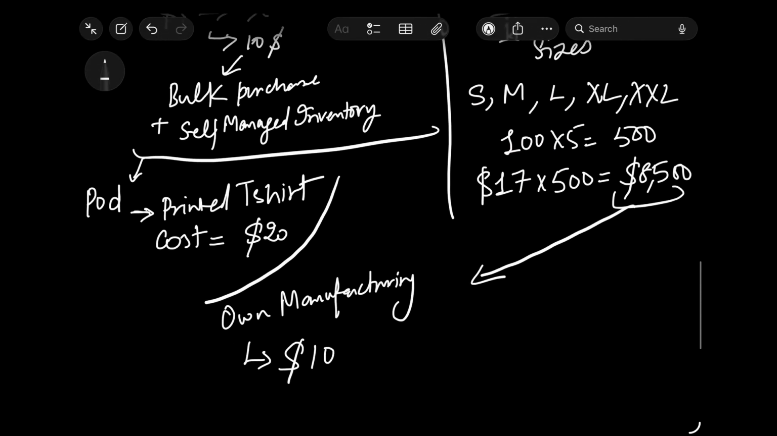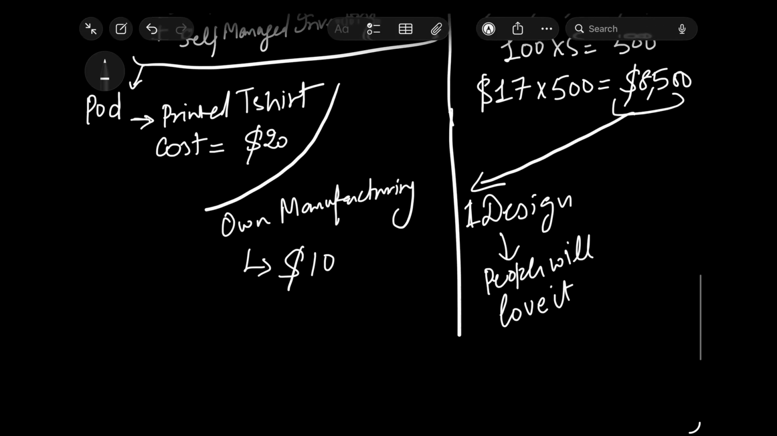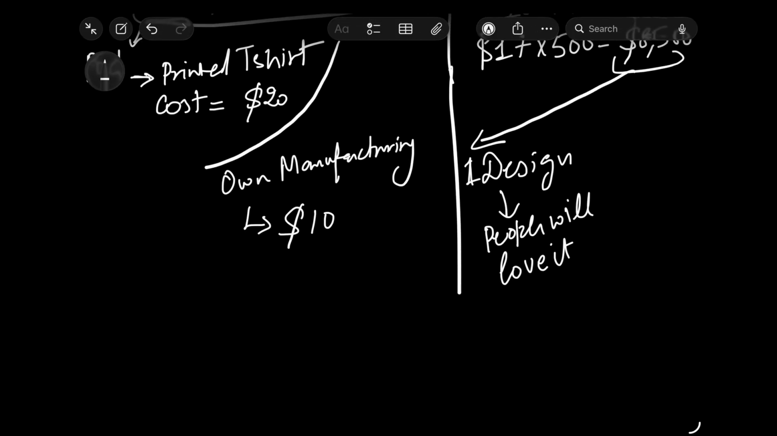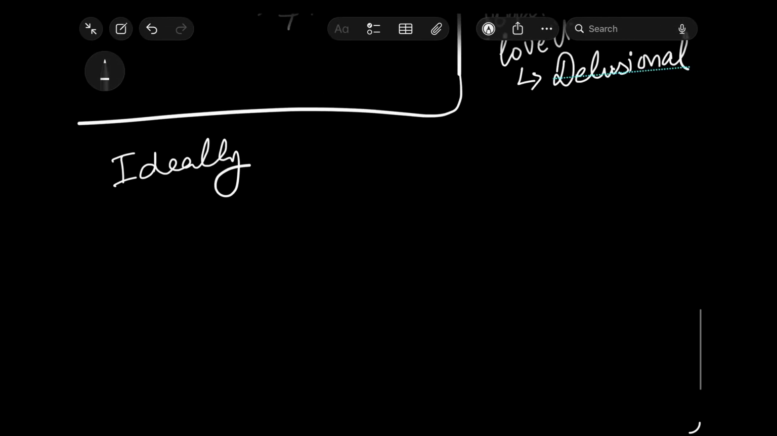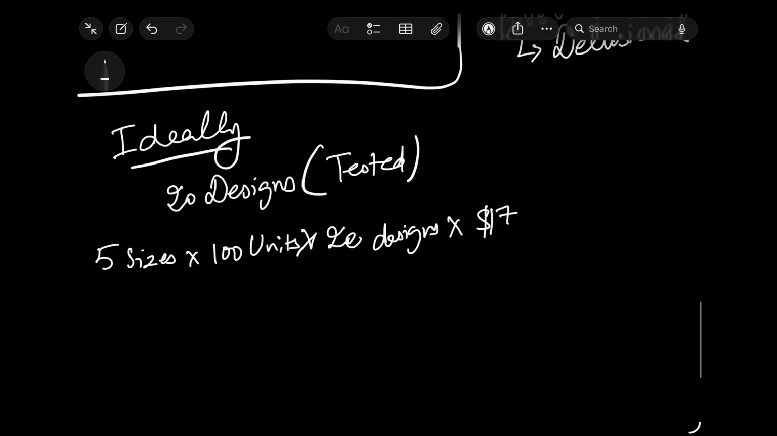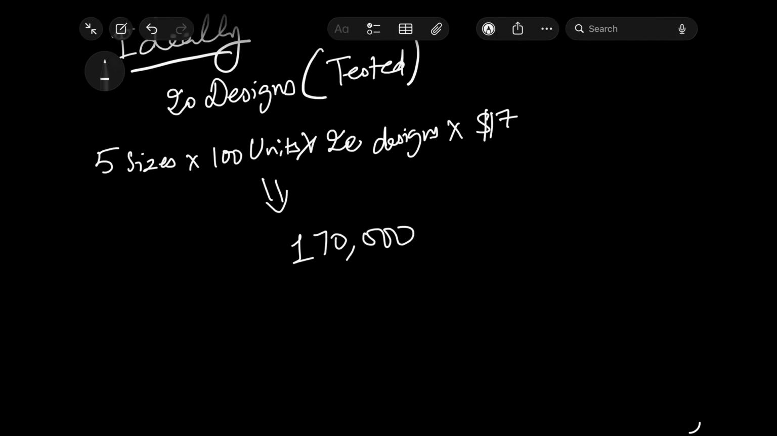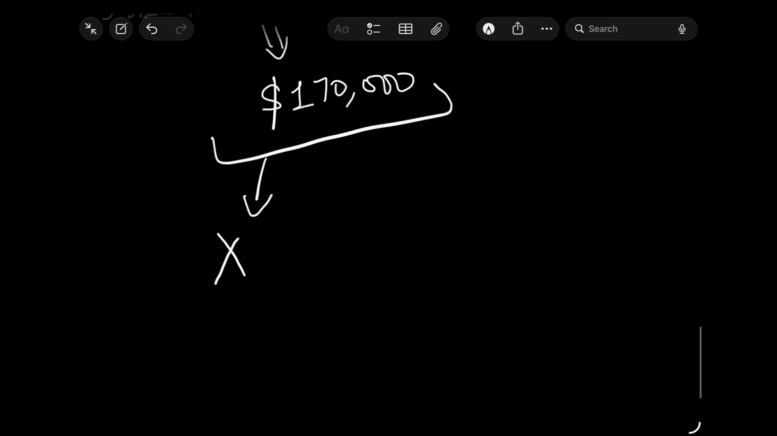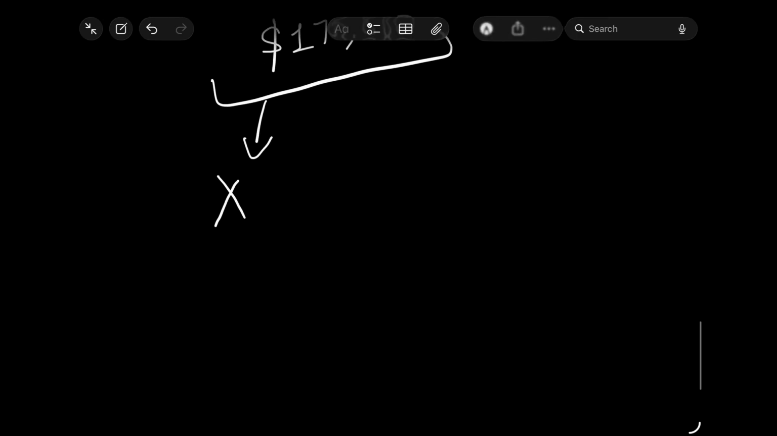Also, assuming that you will only stock the units of the same design and people will buy it all is straight up delusional. So ideally, you will have at least 20 designs that you have well tested, and it is only then that you stock up your inventory with it. If you are buying all different sizes of 20 different designs, you're investing about $170,000, folks. And I don't think you have that kind of money to start with, right?